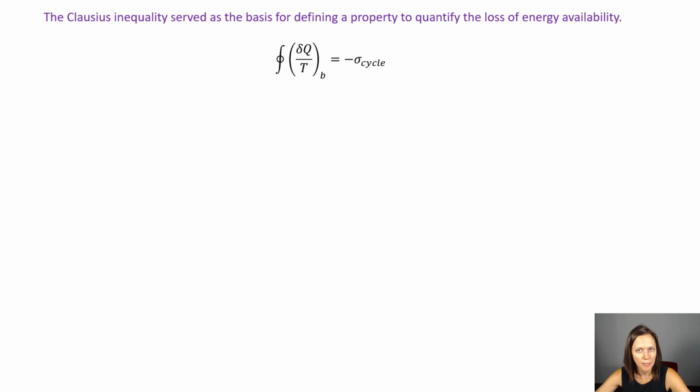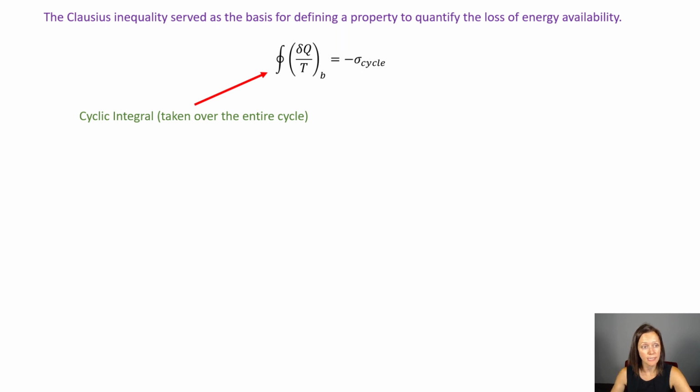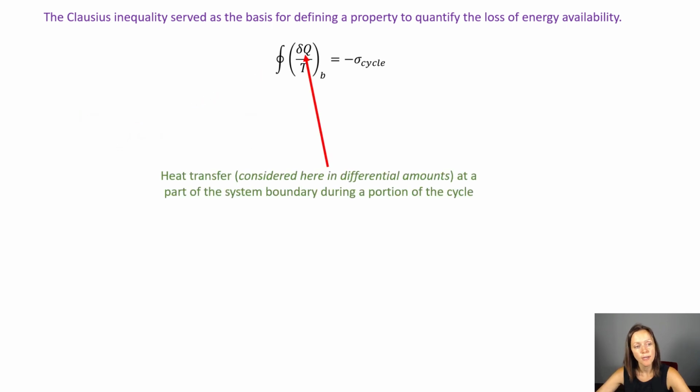So let's look at that inequality. It doesn't look like an inequality yet, but it will shortly. Let's look at each individual part of that equation. The first thing you see is a cyclic integral, which means it's the integral taken over the entire cycle. A cycle is made up of multiple processes. Say you've got 4, you just take the integral over each and every one of those processes. That δQ is considered in differential amounts; it's the differential amount of heat transfer across the boundary at a certain location within the system.